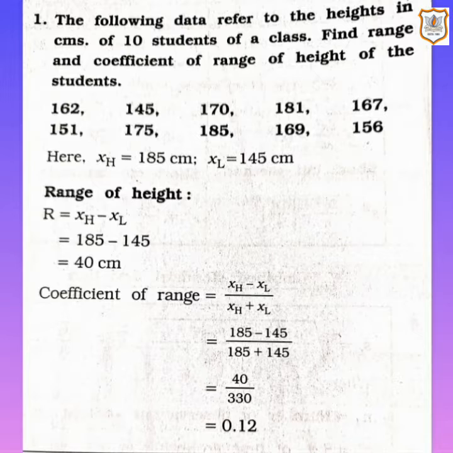In this video, we are going to solve sums related to range. We have studied the formula of range, that is R is equals to XH minus XL. So now let's begin 4.1 from your textbook and sum number 1 of 4.1.